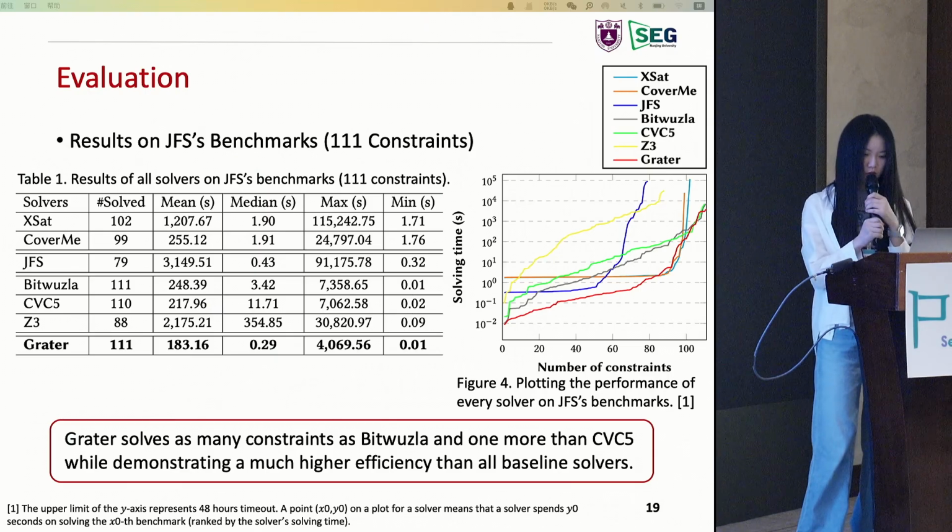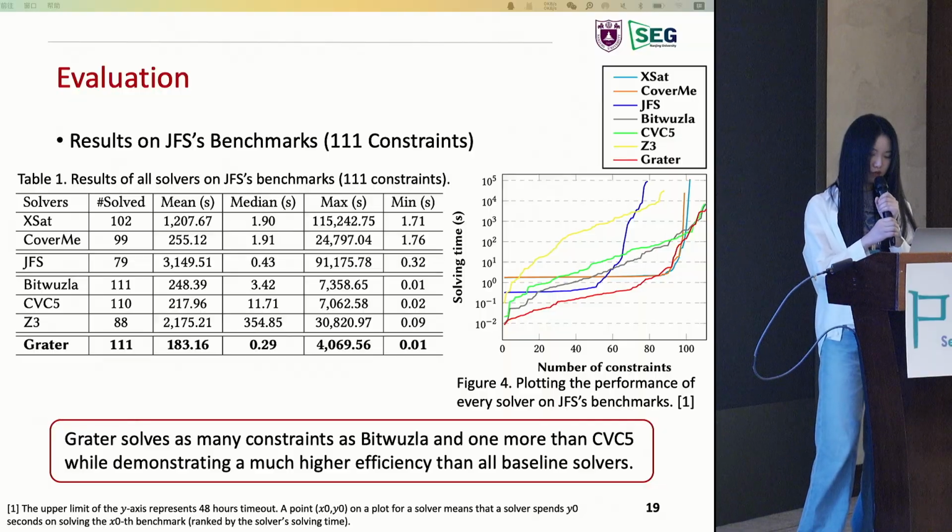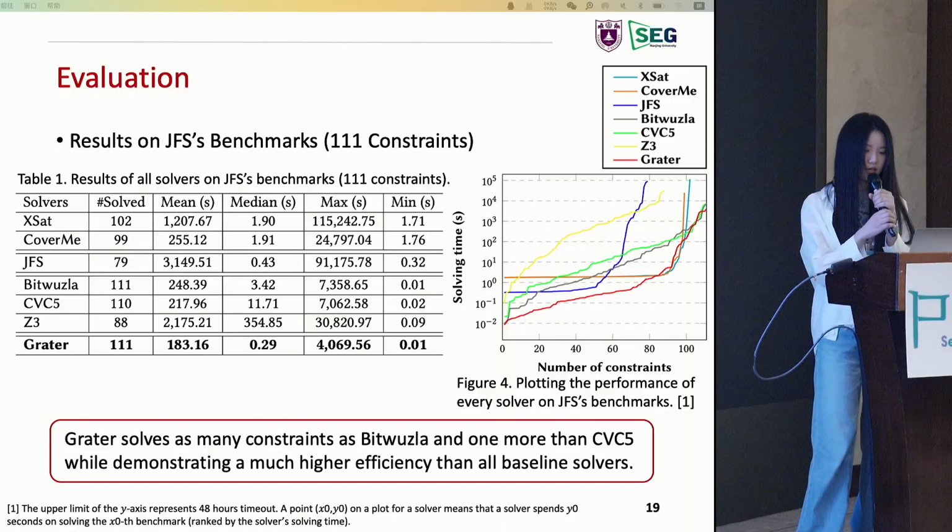The first table shows the results of all evaluated solvers on JFS benchmarks. The right-hand side figure plots the time of each solver on each constraint. We can see that in terms of the time and the number of constraints solved, Greater, BitVuzla, and CVC5 rank among the top. However, Greater demonstrates a higher efficiency than BitVuzla and CVC5.